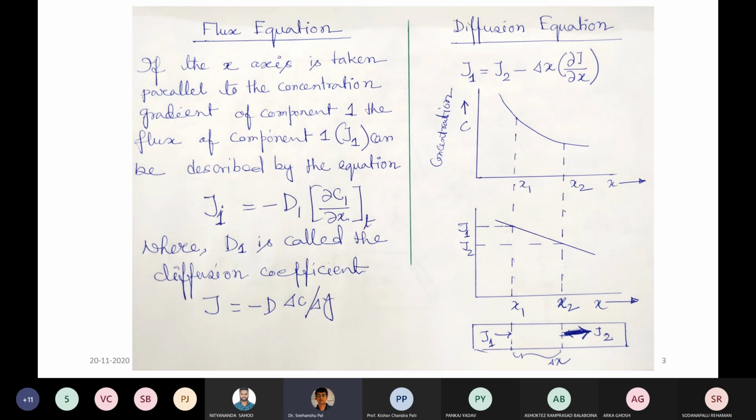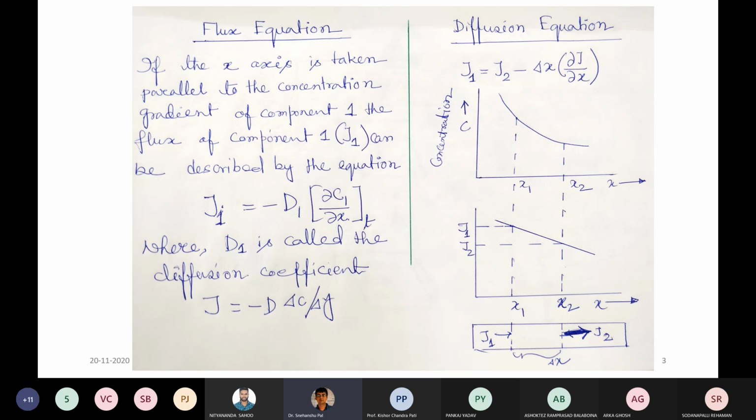And how are you going to obtain that? If you go for a simple material balance. What is that? Suppose there is an element in the picture, del X thick, along the X direction. We are looking at the X direction, and in the bottommost picture you can observe a thickness of del X along the X axis, which has flux J1 in on one side and J2 out on the other side of that del X thick portion.